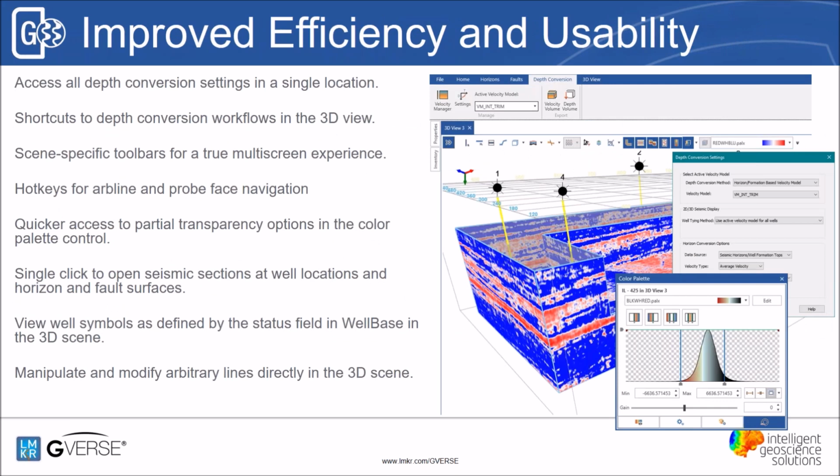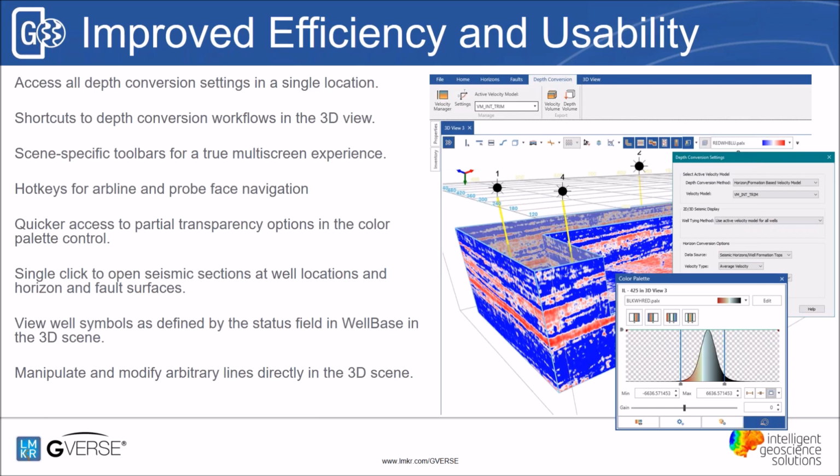Finally, in every release, we always have some usability enhancements that are aimed at making your workflows more efficient. In this release, we've added new toolbars for the scenes to enable better multi-screen usage. We have hotkeys for outlines and probe navigation and a bunch of other enhancements. The most important of these, though, is the consolidation of all our depth conversion settings into a single dialog. These were spread out all through the application. We've taken them all and put them in the same place so that you can access them more quickly without having to dig through various menus.